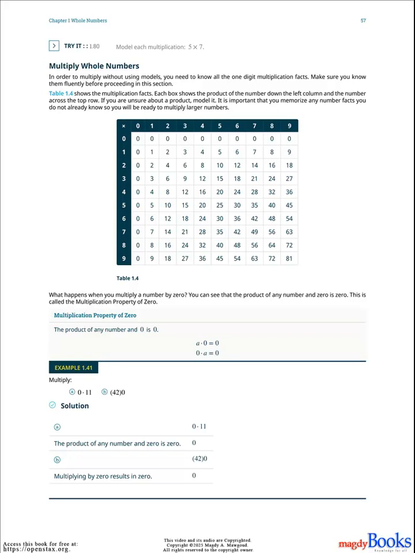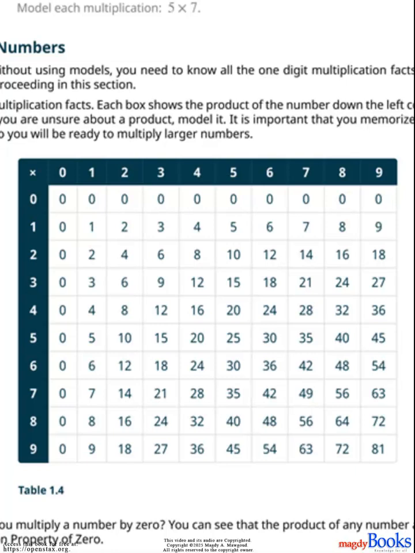3. Multiply whole numbers. In order to multiply without using models, you need to know all the one-digit multiplication facts. Make sure you know them fluently before proceeding in this section. Table 1.4 shows the multiplication facts. Each box shows the product of the number down the left column and the number across the top row. If you are unsure about a product, model it. It is important that you memorize any number facts you do not already know so you will be ready to multiply larger numbers. Table 1.4.